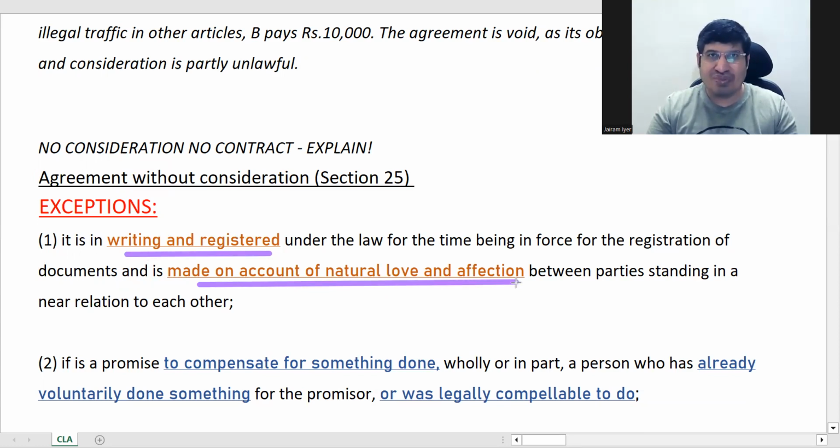For example, your dad says that if you pass with this much percent marks, I will buy you a car. And he has registered this agreement. So it should be in writing and registered. That is a condition, and made on account of natural love and affection. Then it is a contract.